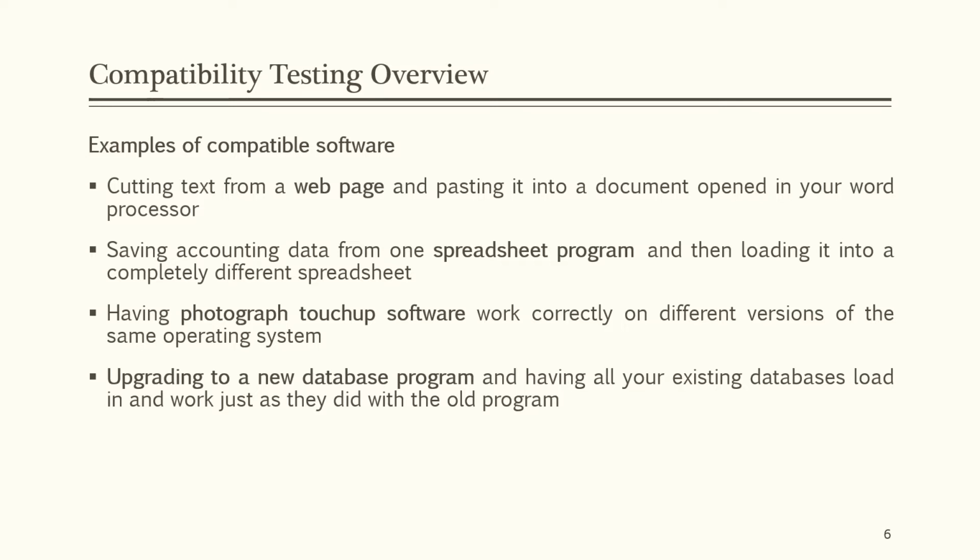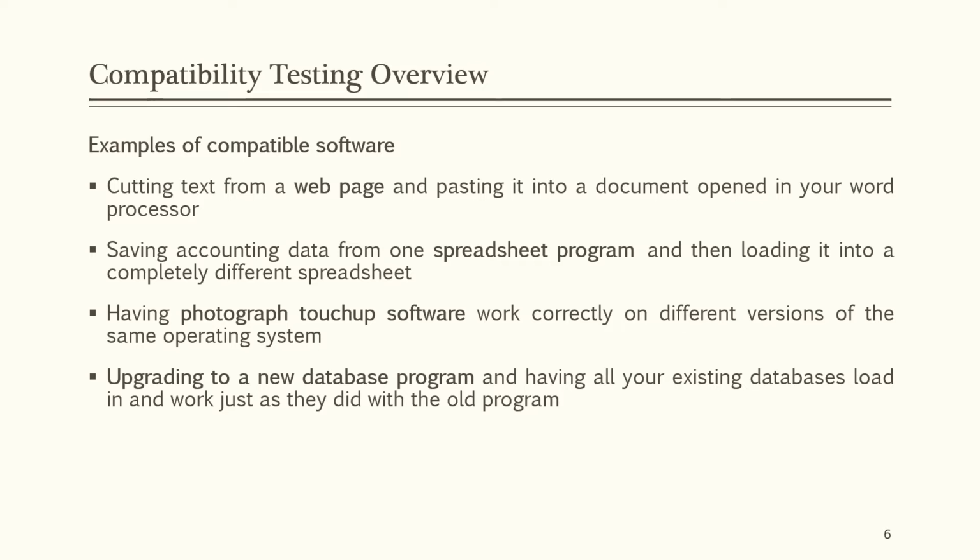Here are some examples of compatible software. Cutting text from a web page and pasting it into a document opened in your word processor. When you make your assignment, you copy content from different sites and paste it into the word processor like Microsoft Word. It means Microsoft Word has no compatibility issues with the text or graphics available in the browser. Otherwise, you would not have been able to make your assignments. Next is saving accounting data from one spreadsheet program and then loading it into a completely different spreadsheet.